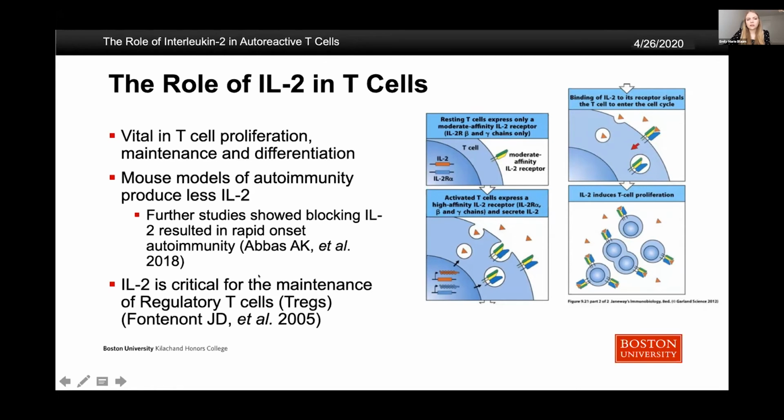It's interesting that when we started studying the role of IL-2 in autoimmunity, we noticed that both mouse models and humans with autoimmune disorders produce less IL-2, which is somewhat counterintuitive. We might expect the opposite. And further studies in mice show that if you blocked IL-2, this would result in rapid onset autoimmunity. However, this paradigm was explained by the fact that IL-2 is critical for maintaining regulatory T cells, or those T cells that protect against autoimmunity, like I mentioned earlier.